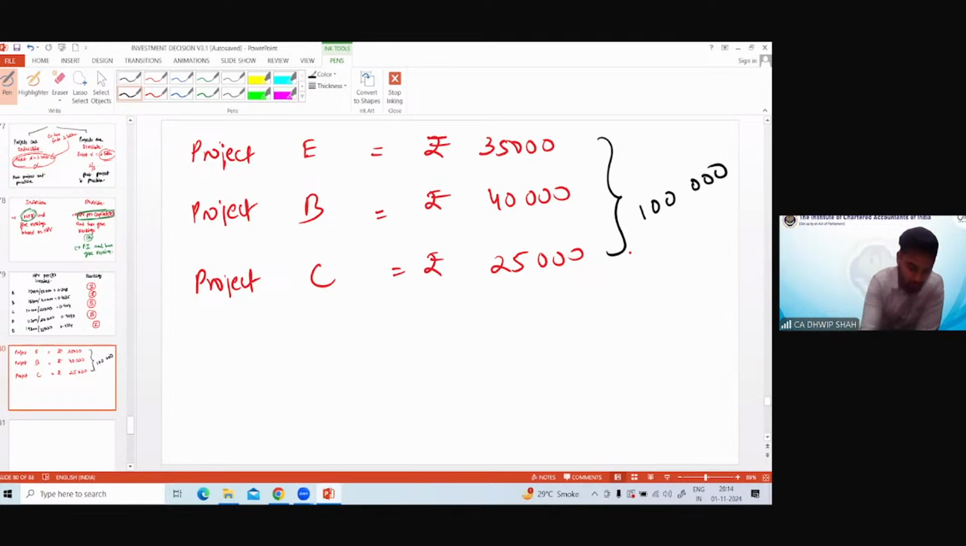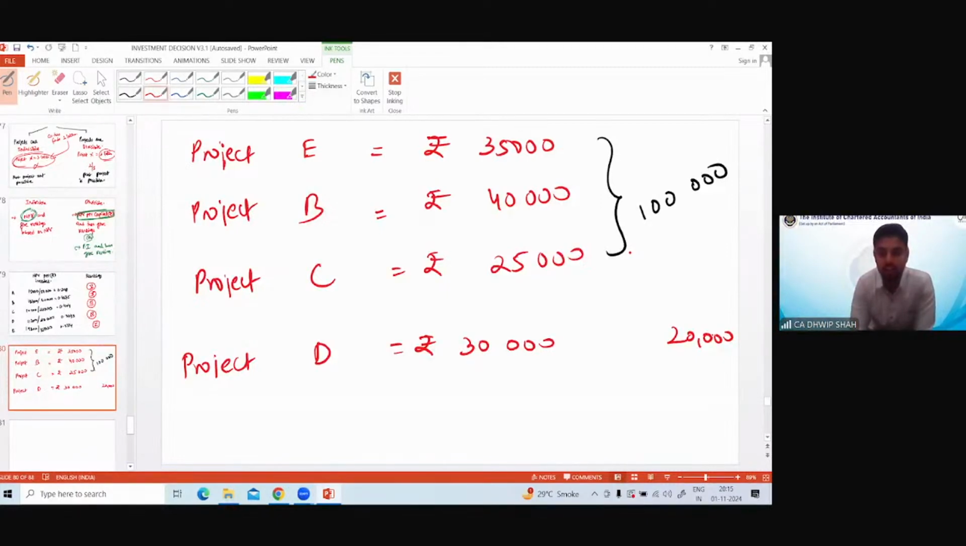The fourth ranking is project D. And what does project D cost? The cost of project D is 30,000, but I only have 20,000 of funds. So I cannot take the entire project D. Only part is to be taken. So can I say project D, 20,000 divided by 30,000? I can take it proportionately. So 2/3 of the project I can take.